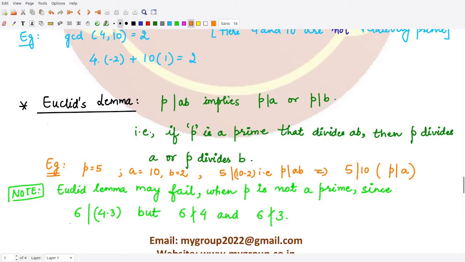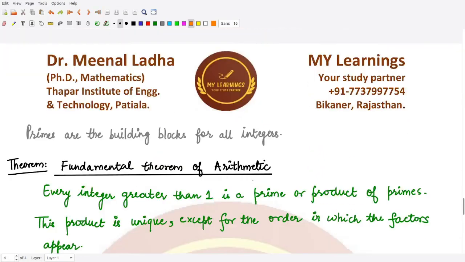It may fail. So here in this case 6 divides 12, that is 4 into 3, but 6 doesn't divide 4 and 6 does not divide 3. So this lemma may fail whenever P is not a prime number, right?